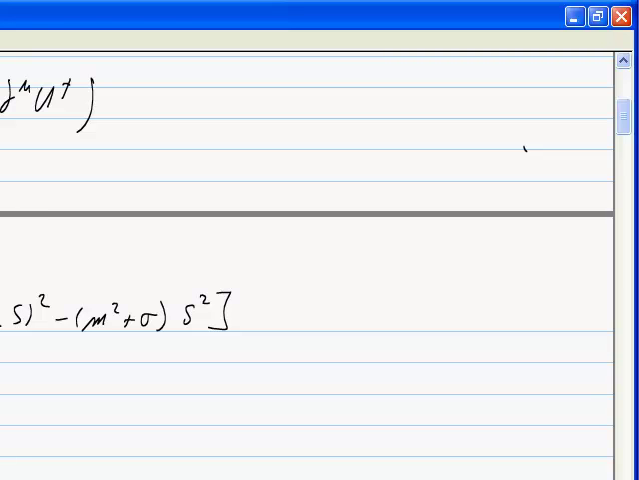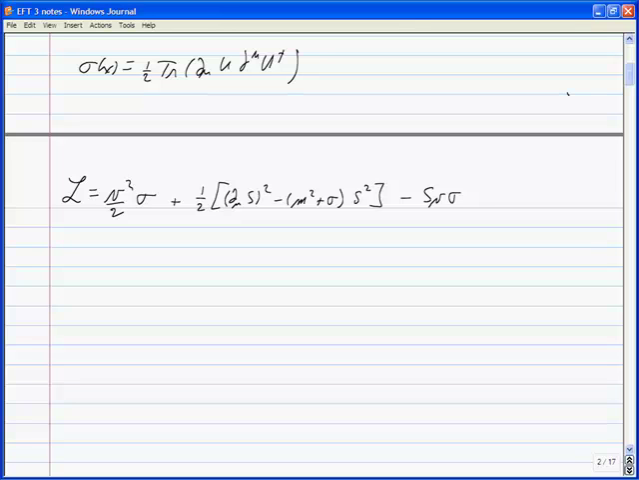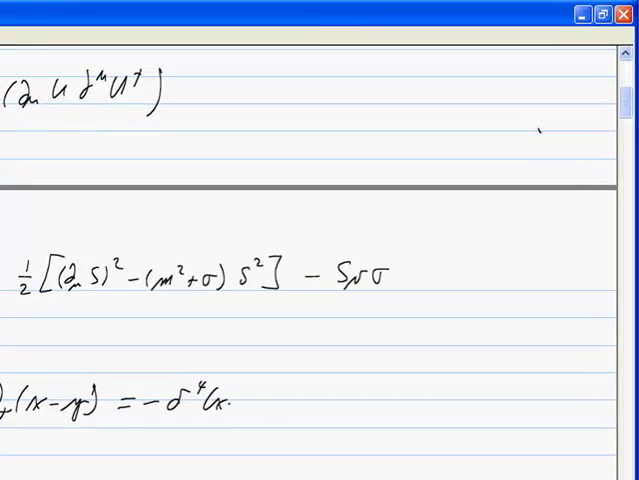Okay, that's the quadratic piece, and then there's a term that looks like minus f v sigma. So completing this square is a little bit more difficult in principle, because I've got this sigma here, but we want to get rid of that linear piece. So I'll define, if I take box plus m squared plus sigma on d sigma, it is minus delta 4 of x minus y.